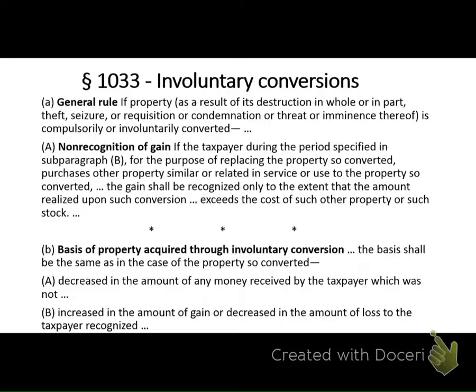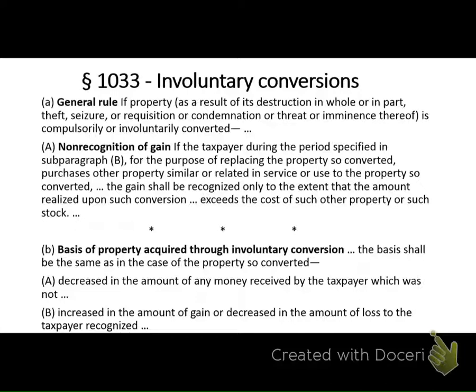So the most he can recognize here is $40,000. As long as the gain realized is greater than or equal to $40,000, he's going to recognize $40,000. Here, because the gain was $350,000, he's going to recognize all $40,000 of that. So 1033(a)(2)(A) tells us recognize only to the extent that the amount received exceeds the cost of the other property. So remember, that exceeds the cost of the other property.